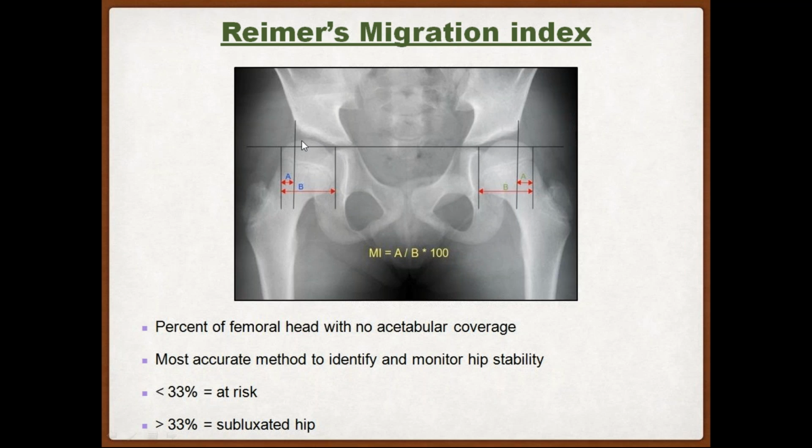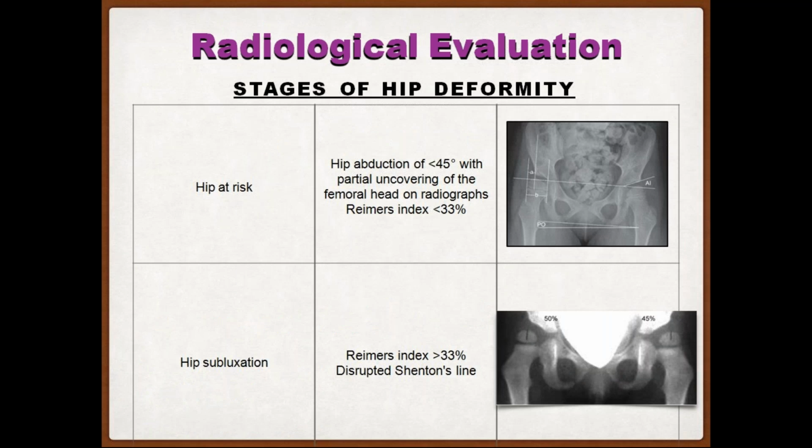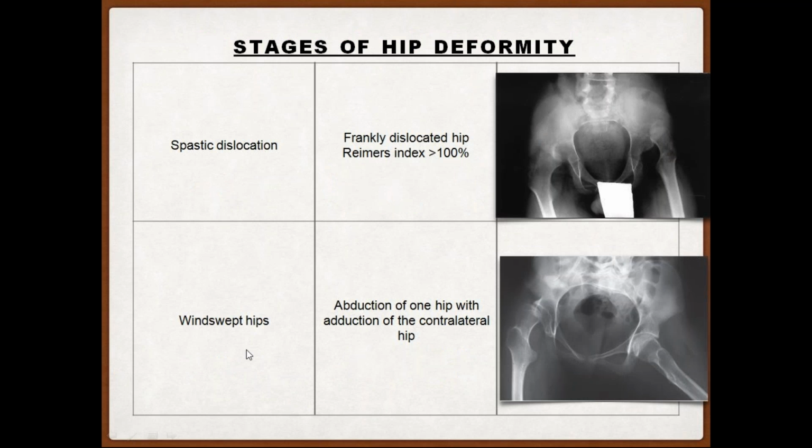So it is the percentage of femoral head with no acetabular coverage. This is the acetabular coverage, and this is the part without acetabular coverage. If it is less than 3%, it is at risk. If it is greater than 3%, it is sensitive. So this is the importance of Reimers migration index. These are the different stages: hip at risk, hip subluxation, spastic dislocation, and windswept. What is windswept? Abduction of one hip and adduction of the contralateral hip, so in opposite ways. Both will be swept to one side.